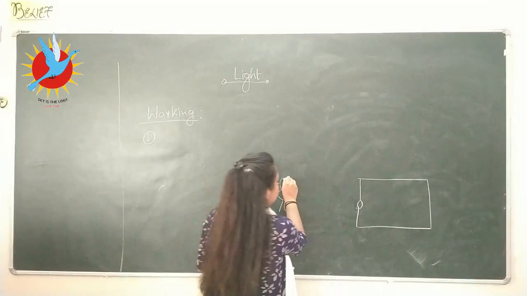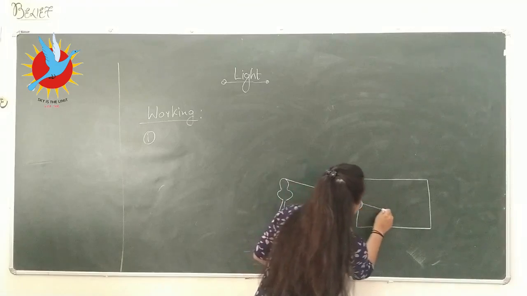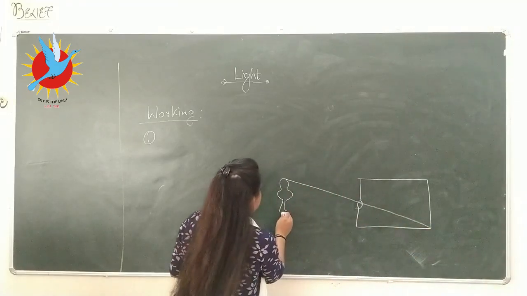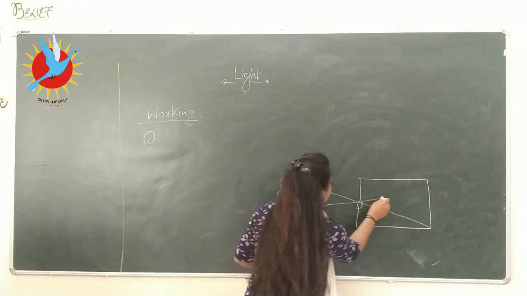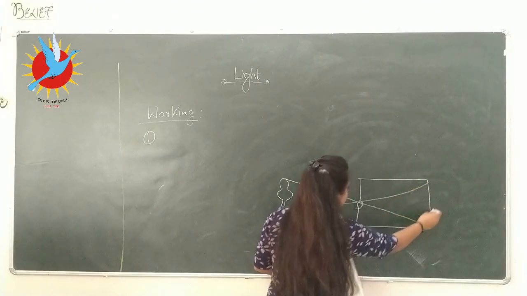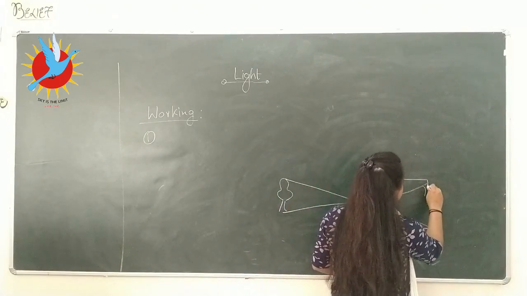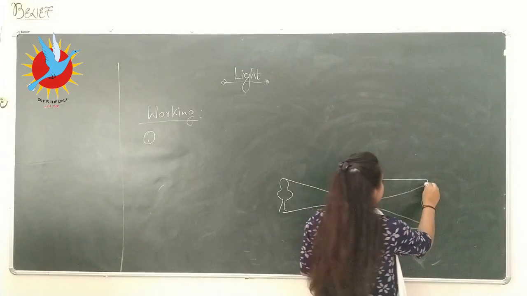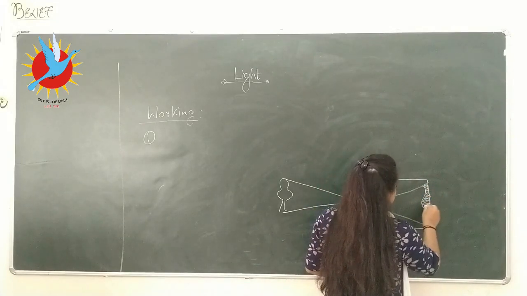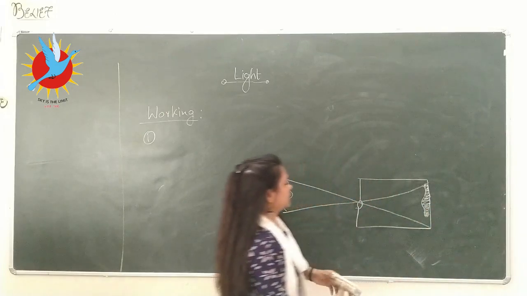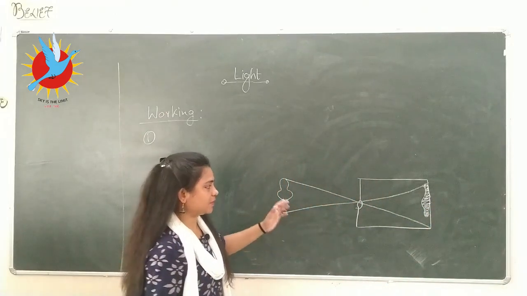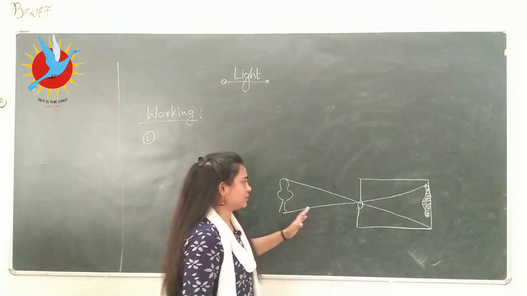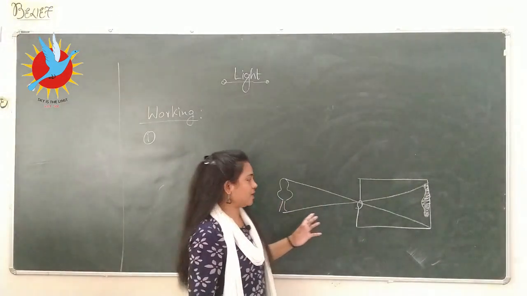Now, the light entering through this hole will make an image here. But please remember the image is always inverted. Like this. Although it's not perfect, but please try to imagine.